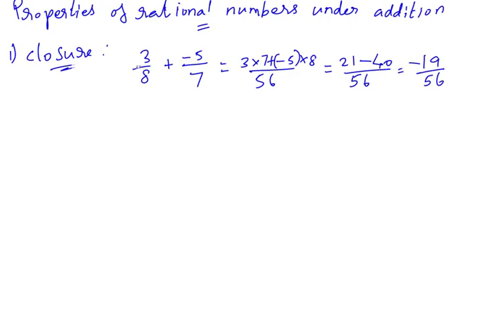So, if we add two rational numbers, the sum becomes a rational number. So, rational numbers are closed under addition. If we take rational numbers A and B, if we add both the rational numbers, the sum becomes a rational number. So A is a rational number, B is a rational number, A plus B also becomes a rational number. So, it is closed under addition. Second property, commutative property.